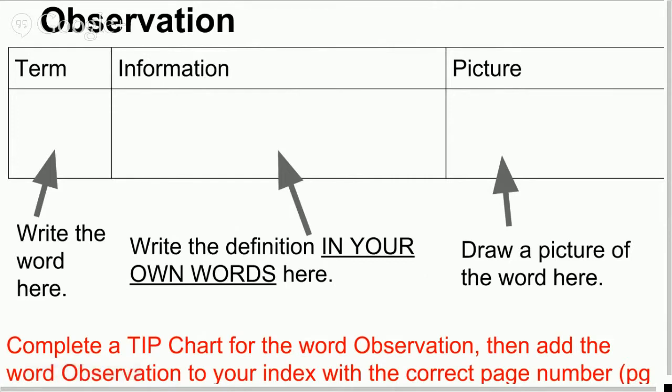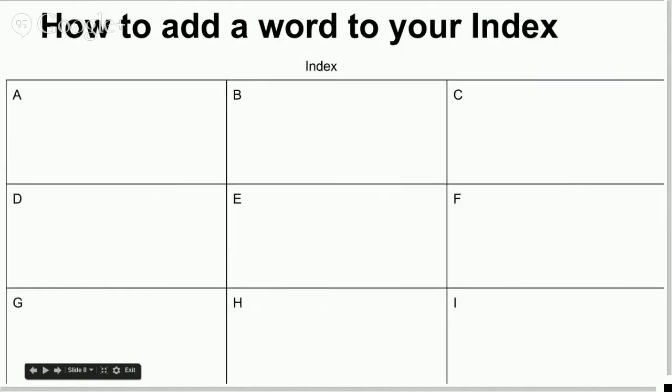Okay, now that you've made your tip chart, you need to add the word observation to your index with the correct page number. So we're going to go to your index. You're going to turn to the page with O on it. You'll write observation and page 3, which is the page we wrote it on. Observation, write it kind of small because we might have a bunch of O words.